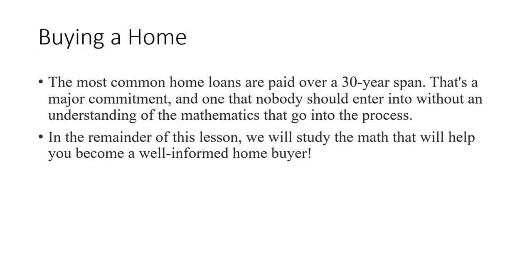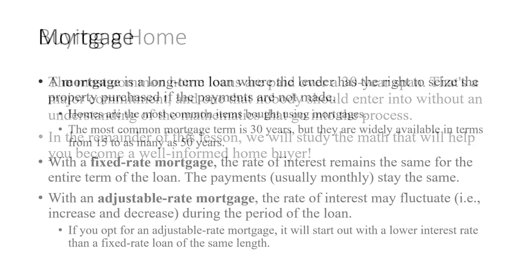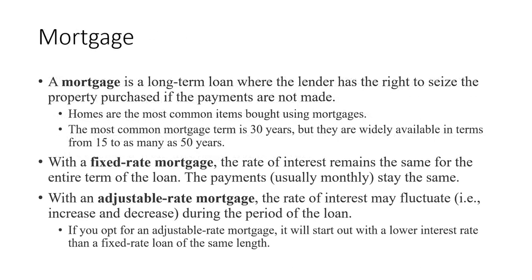Student loans are very common for college students. Home loans are very common for just about everyone. The most common home loans are paid over a 30-year span. And it's really a major commitment, and so it's important that you understand the math that goes into this process. So in the remainder of this section, we're going to talk about understanding how to use math to be a more well-informed home buyer. So a mortgage is just a long-term loan where the lender has the right to seize the property if you don't make the payments.